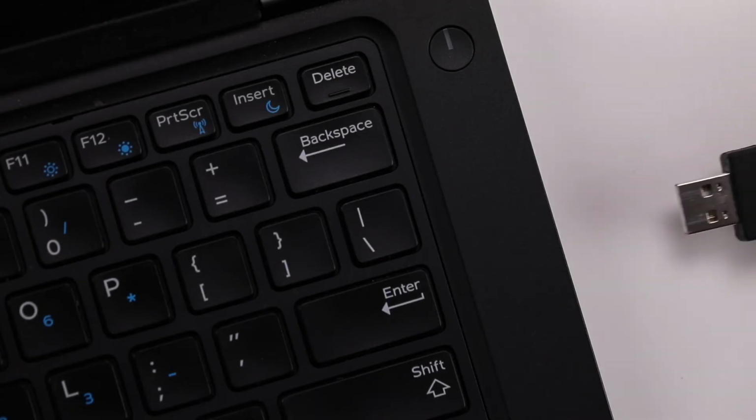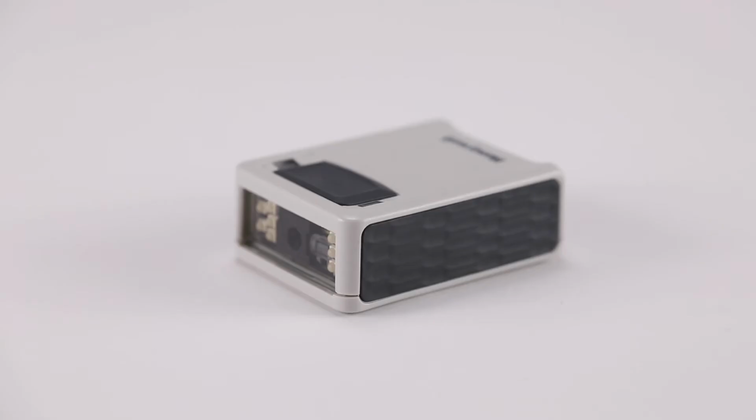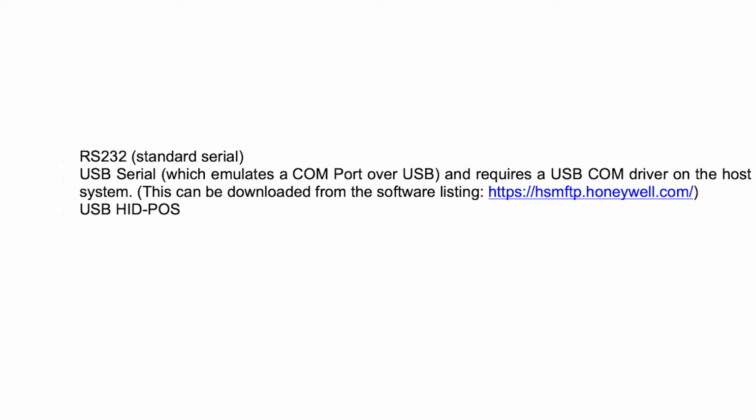To serial trigger a scanner, a bidirectional interface is required, and the following three interfaces can be used: RS-232, standard serial; USB serial, which emulates a COM port over USB and requires a USB COM driver on the host system. This can be downloaded from the software listing, hsmftp.honeywell.com; or a USB HID POS.